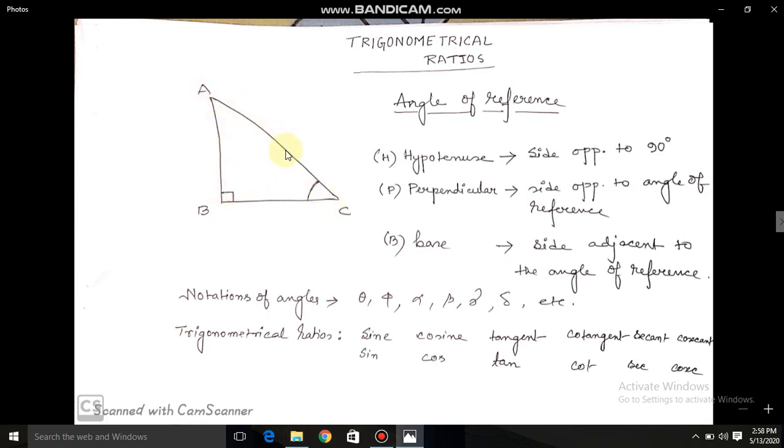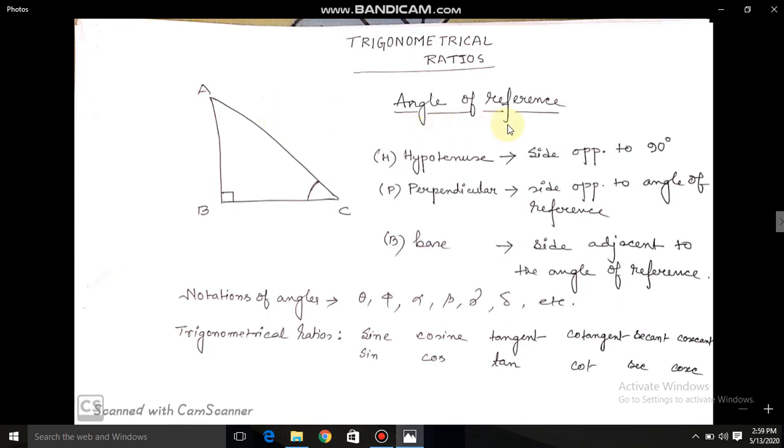The side opposite to 90 degrees is called the hypotenuse. You see, hypotenuse is the side opposite to 90 degrees. And the other two sides are called perpendicular and base. But this perpendicular and base depends on the angle of reference.